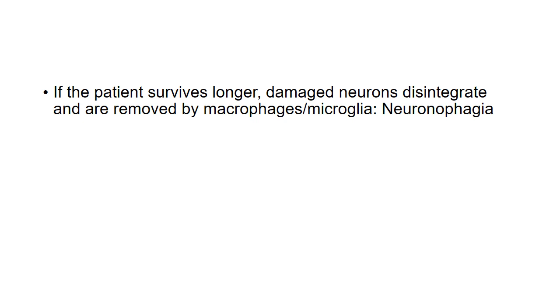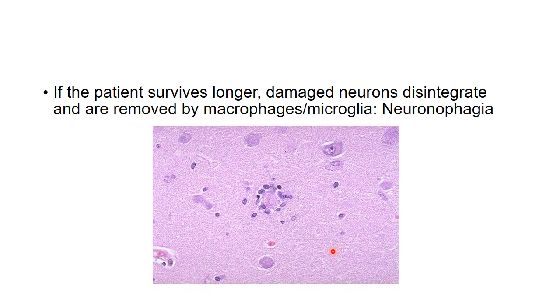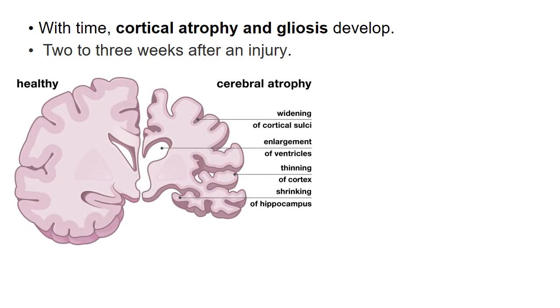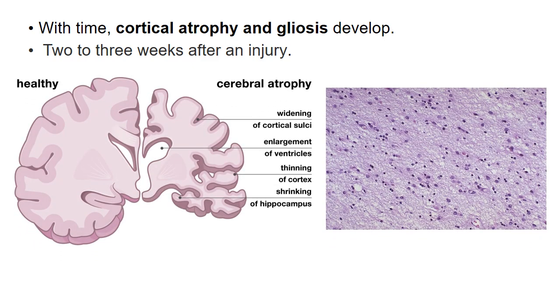Now, if a patient survives longer, then the damaged neurons are removed by a phenomenon called neuronophagia. So here you have damaged neurons, and they are all surrounded by the microglia or the macrophages for that matter, and this phenomenon is called neuronophagia. With time, that is about 2 to 3 weeks after injury, cortical atrophy and/or gliosis develops.